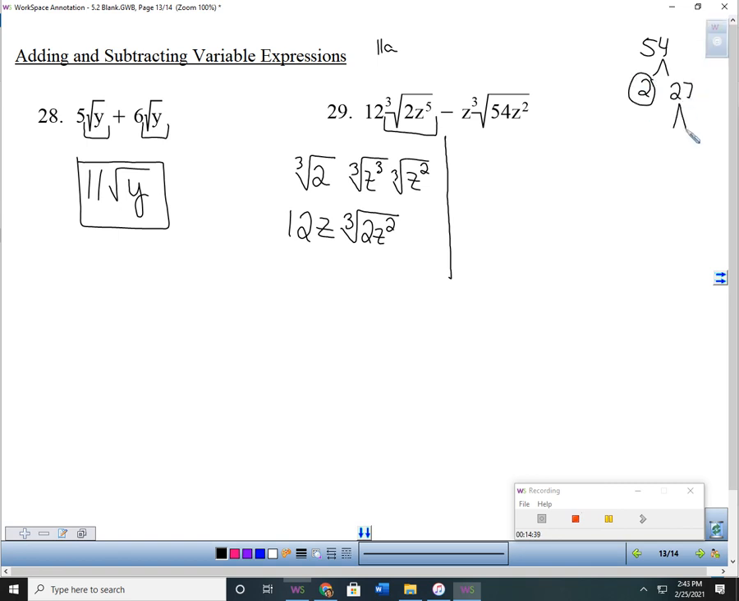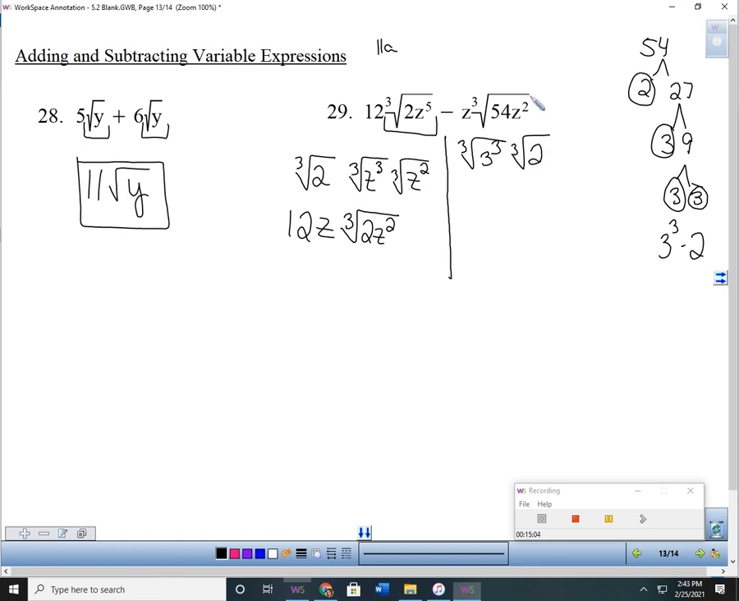27 is 3 times 9. And 9 is 3 times 3. So I have 3 to the 3rd. So there's my perfect cube, right? Times the 2. So I'm splitting this up. I've got the cubed root of 3 cubed times the cubed root of 2.